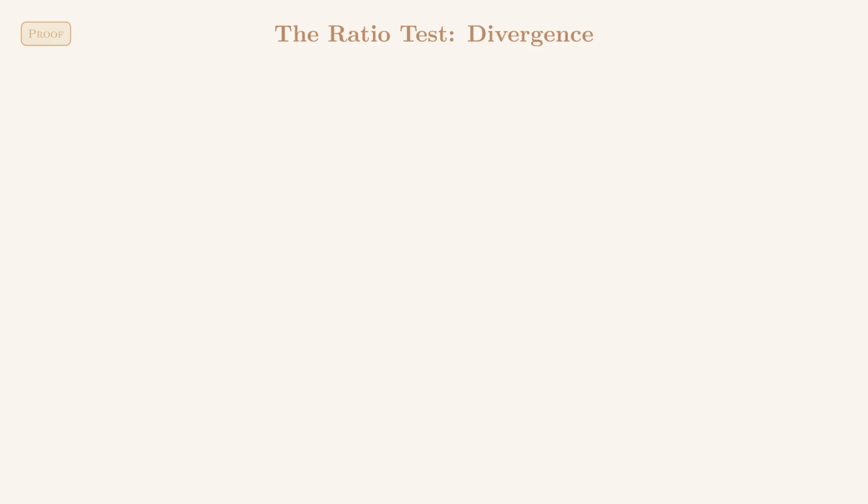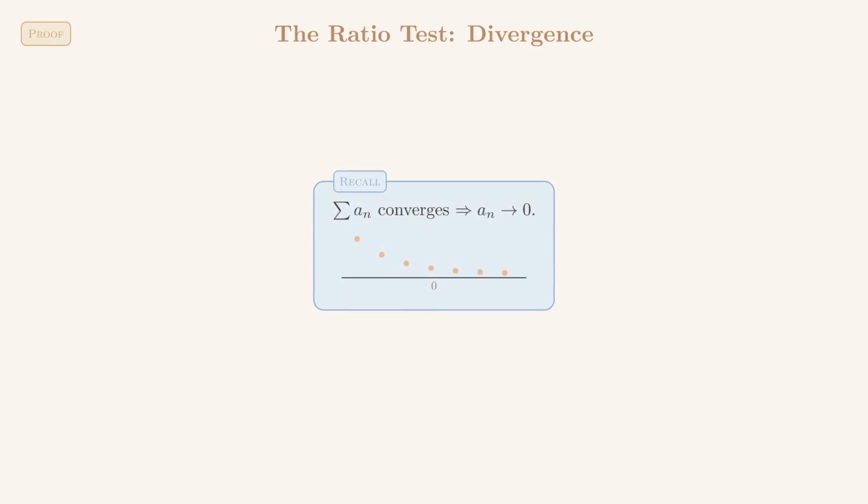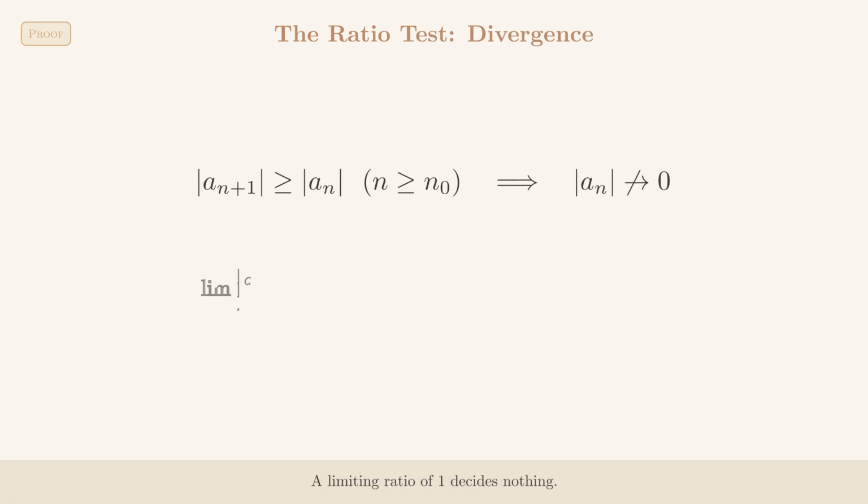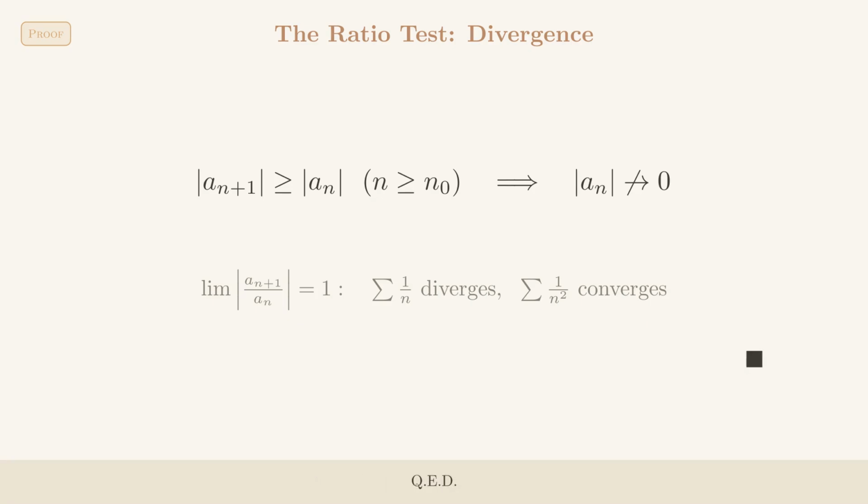The divergence case is quick. Recall yet again that a convergent series must have terms tending to 0. If from some index the ratio is at least 1, then each term is at least as large in size as the one before. The sizes never shrink, so they cannot tend to 0, and the series diverges. And as with the root test, a limiting ratio of exactly 1 decides nothing. The harmonic series and the sum of 1 over n squared both have limiting ratio 1, yet one diverges while the other converges. That proves both cases and completes the ratio test.